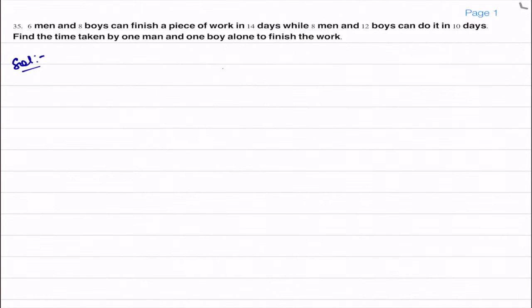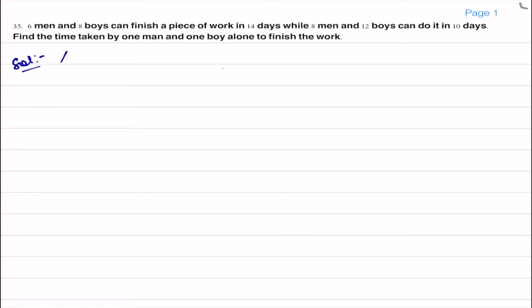So children, the next type is based on time and work. See the question: 6 men and 8 boys can finish a piece of work in 14 days, while 8 men and 12 boys can do it in 10 days. Find the time taken by 1 man and 1 boy alone to finish the work. As you have already studied in class 7, problems related to time and work.